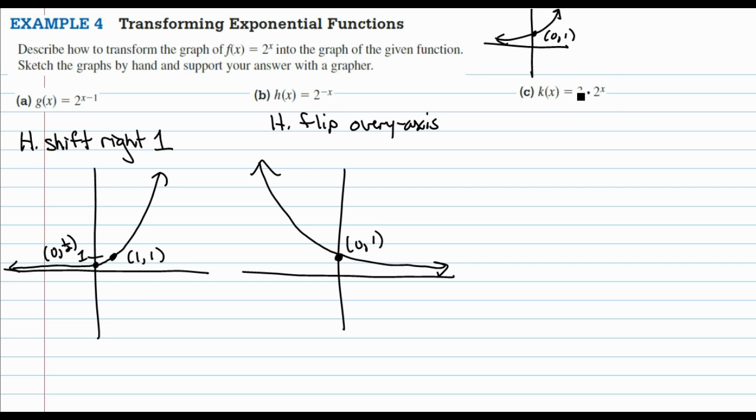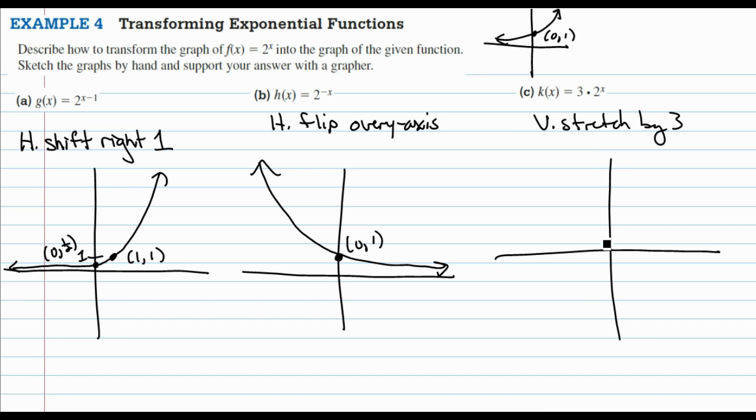Part C. Now that change is not with the input variable, that is in front of the function, so that is a vertical stretch by 3. So the new sketch, instead of having the point 0, 1, is going to have the point 0, 3. The y-coordinate is going to get 3 times as tall. So, still going to level out the same way, it just got kind of stretched. I'm a really bad drawer today. There we go. So that would be 0, 3.